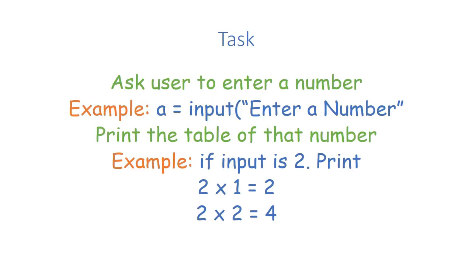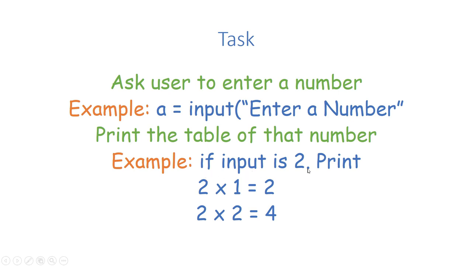So I have a task for you. You will have to write code in which you ask a user to enter a number. I have written an example here. How will you ask a user to enter a number? For example, a is a variable equal to input, and this is the string. After that you will close these brackets. I forgot to, but you will close these brackets. This is the syntax to get input from the user, and then you will have to print the table of that number, as it is written in the example.